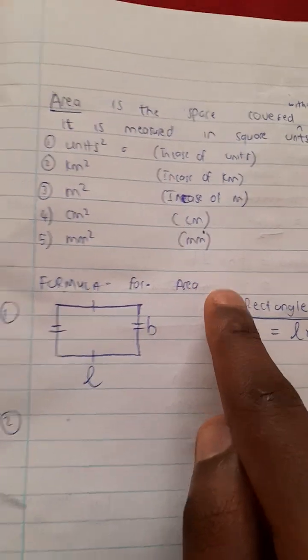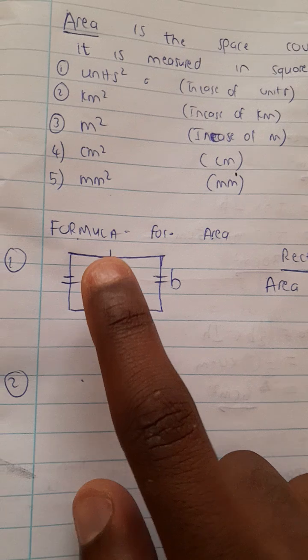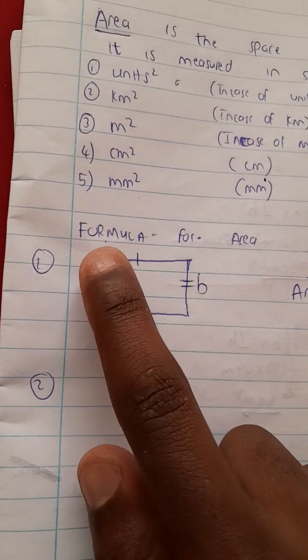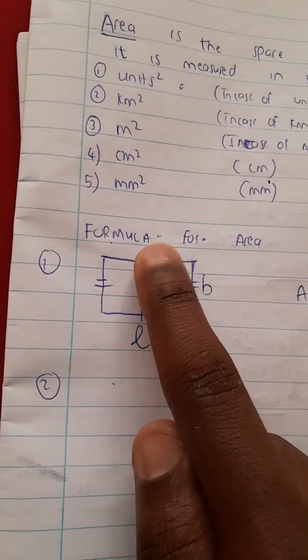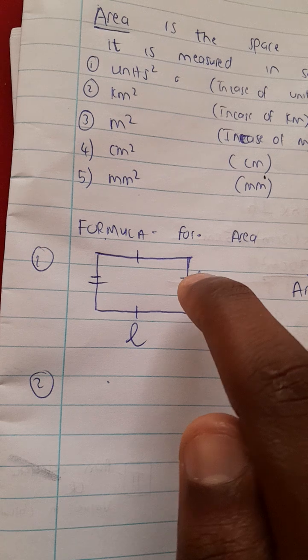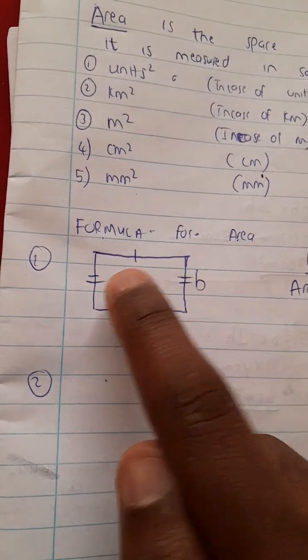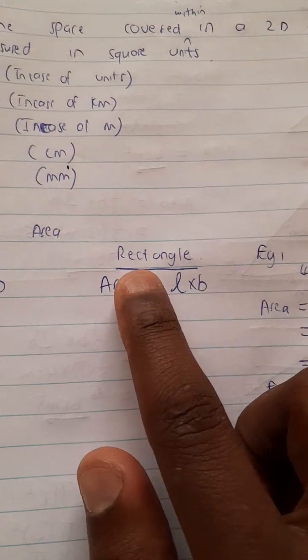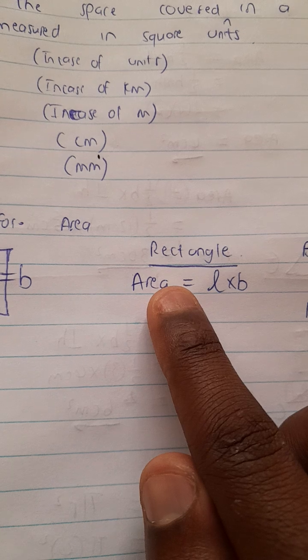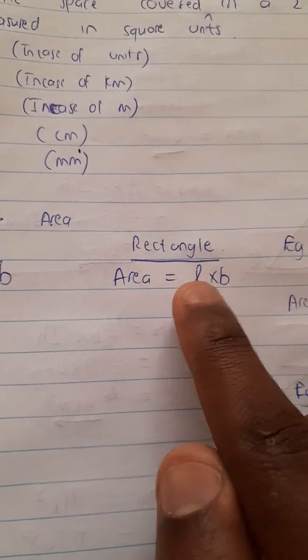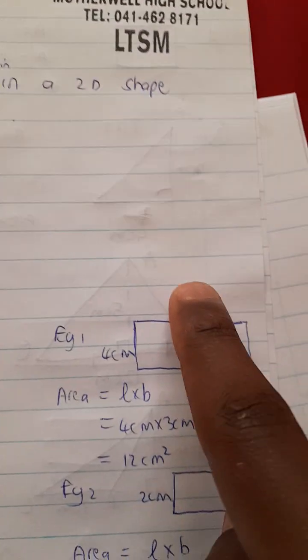The formula for your area, if you are given a rectangle. Now a rectangle has two lengths opposite each other, the longest sides, and then two breadths, which are the two shortest sides. Now the area formula for a rectangle will be area is equal to length times breadth. So I'm going to give you a quick example.